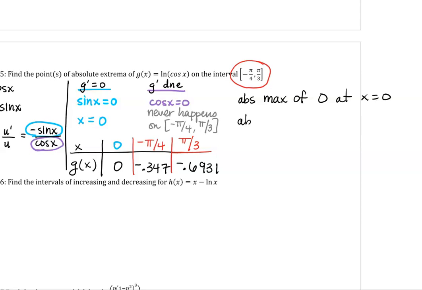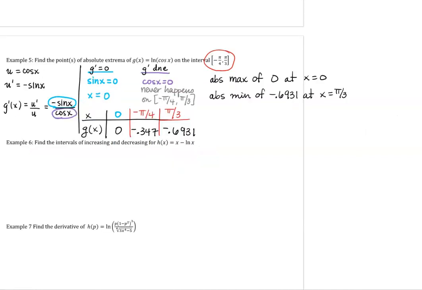And then we have an absolute min of negative 0.6931 at x is equal to pi over 3. And you can look at the graph and confirm that. When you're looking at the graph, make sure that you are paying attention to the interval that you are actually working on there.